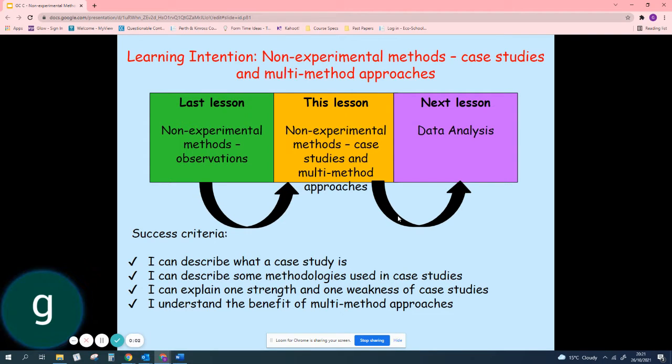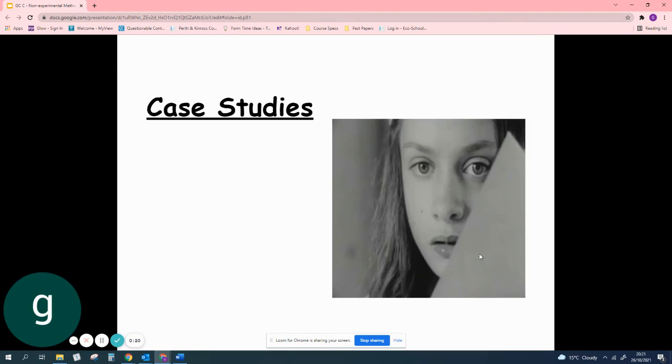In this video, we are going to look at non-experimental methods, case studies, and multi-method approaches. We'll be successful if we can describe what a case study is, some of the methodologies used in case studies, and some strengths and weaknesses of the case study design. We'll then look at the benefits of the multi-method approach.